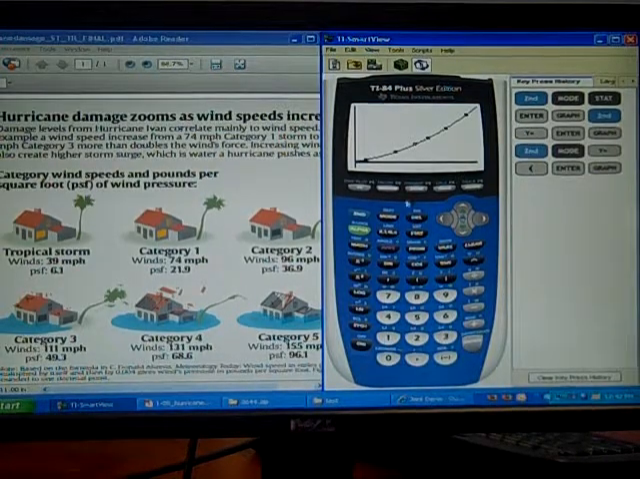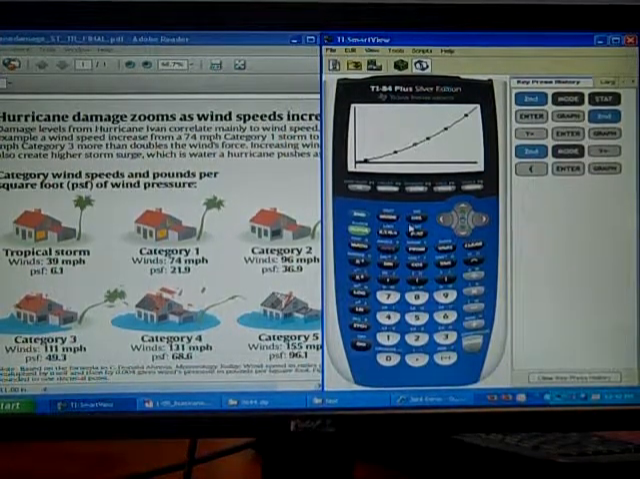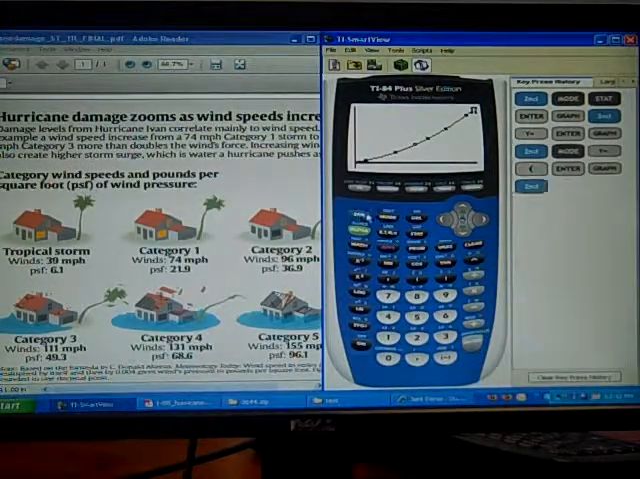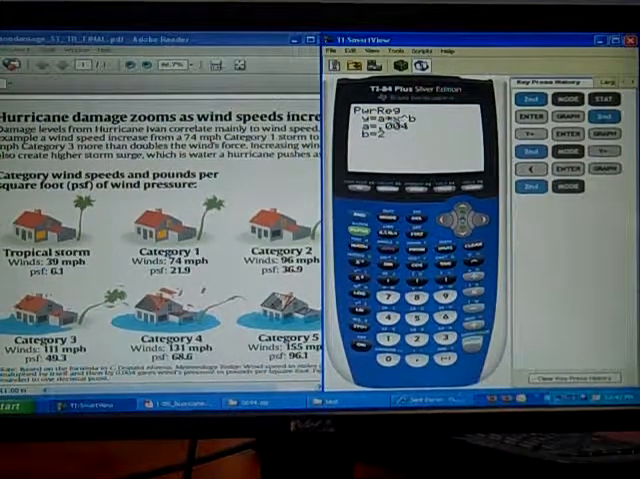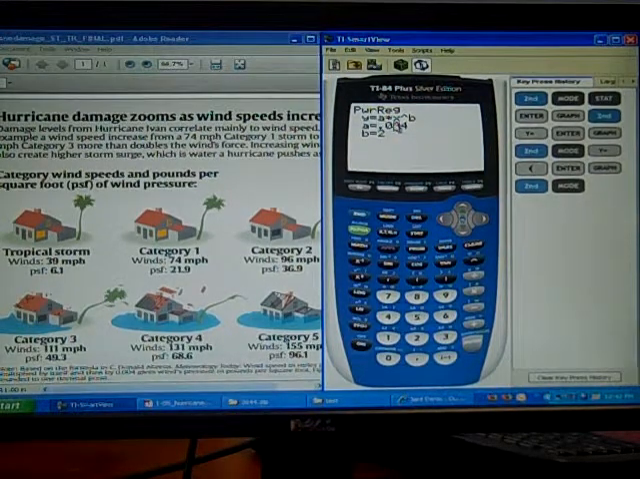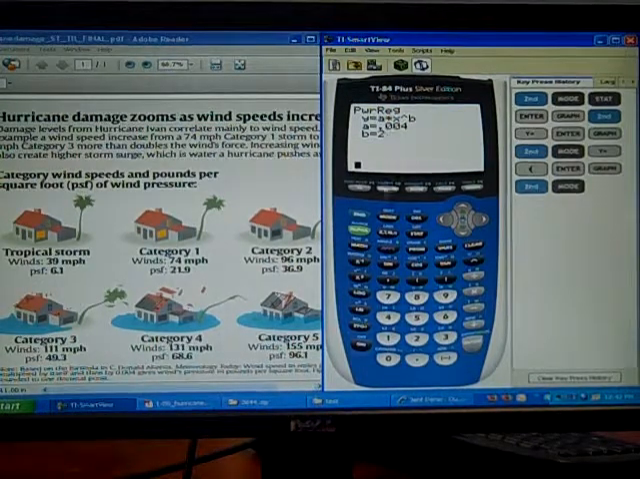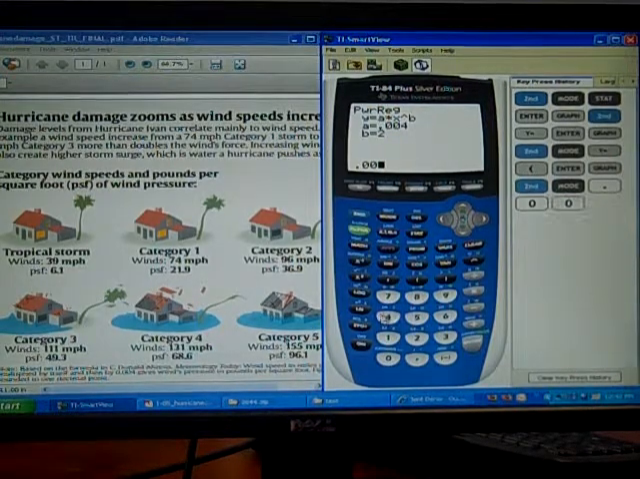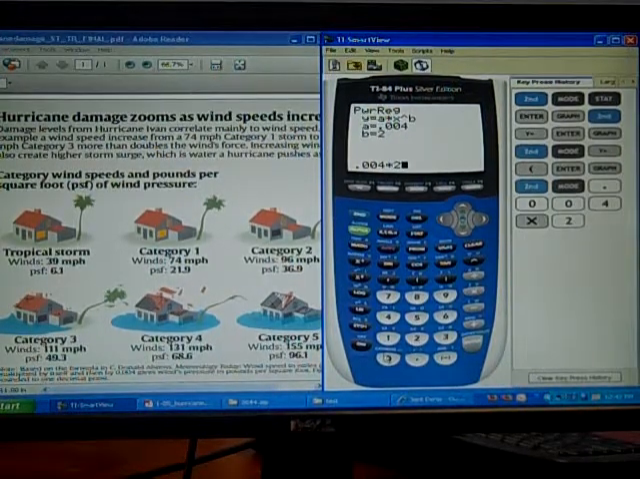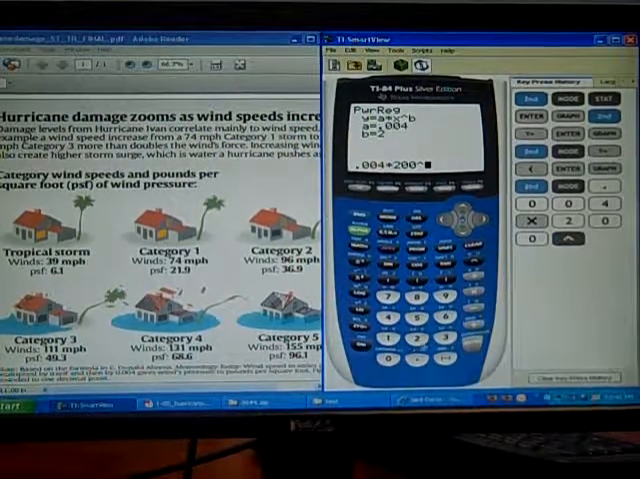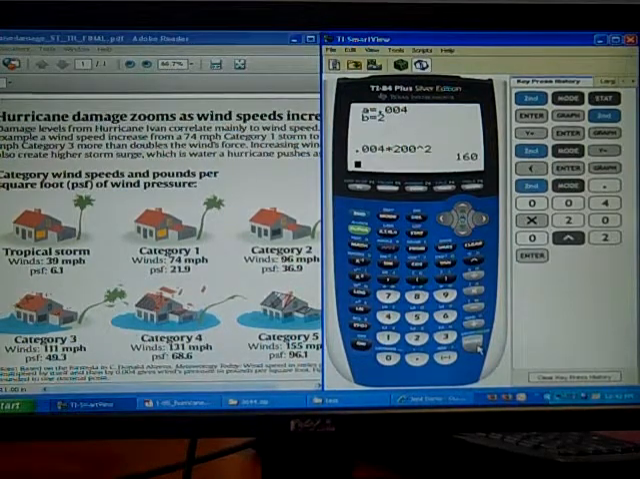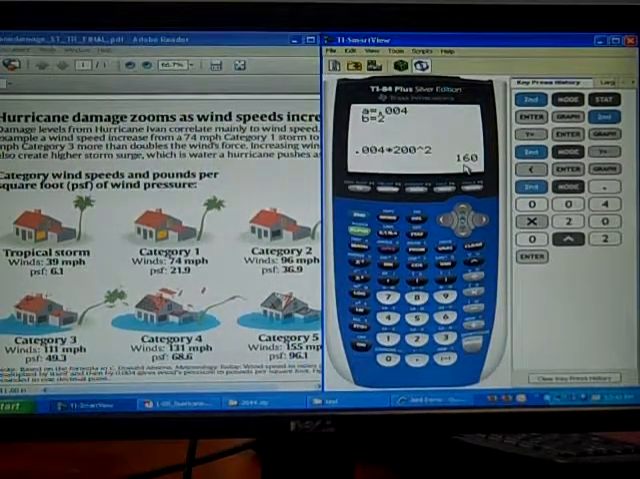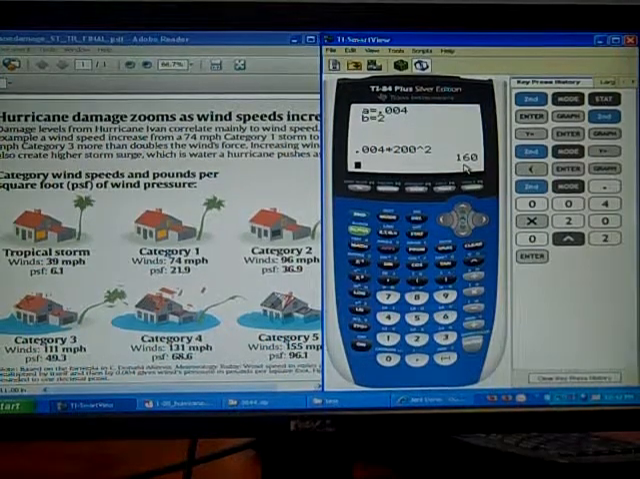So from this, let's take a look and say, okay, how much damage would be caused by something that would be, let's say, 200 miles per hour in wind? Well, again, 200 miles per hour, our wind speed is here. It's our X, or our independent variable, or our X coordinate. So we can say, okay, A, it tells us here, is 0.004 times the wind speed multiplied by the B, which is 2. Well, our PSF here then would be calculated at approximately 160 PSF. So this would be a rather destructive hurricane.